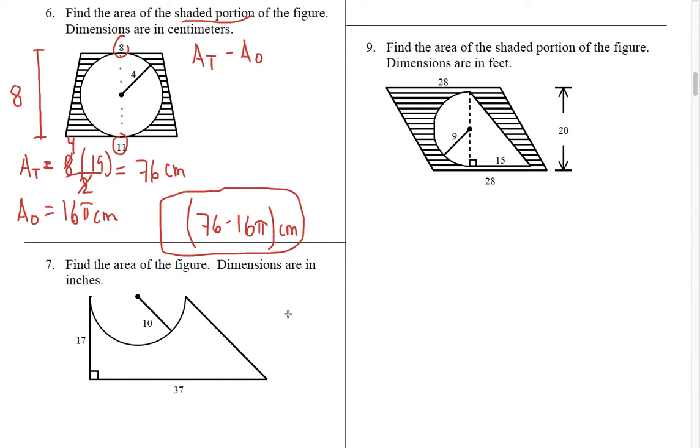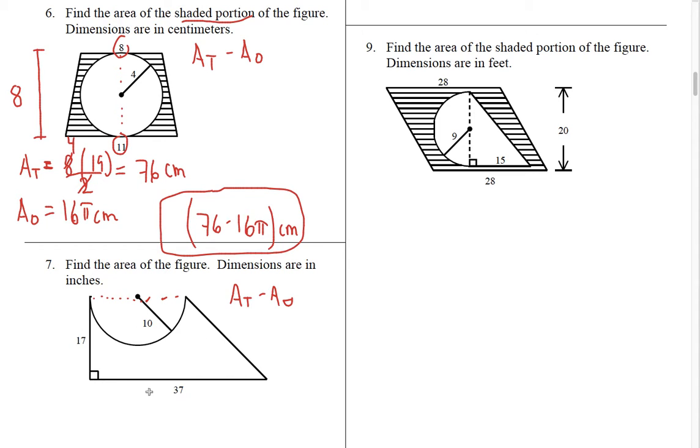Now for number 7 here, we have to find the area of this figure, but it looks like a chunk was bitten out of it, and the chunk is a semicircle. So what we need to do is, again, if I drew a line here clear across, I would have a trapezoid. So what I could do is take the area of the trapezoid and subtract the area of the half circle. So area of the trapezoid minus the area of the half circle. I'll just draw a little half circle there.